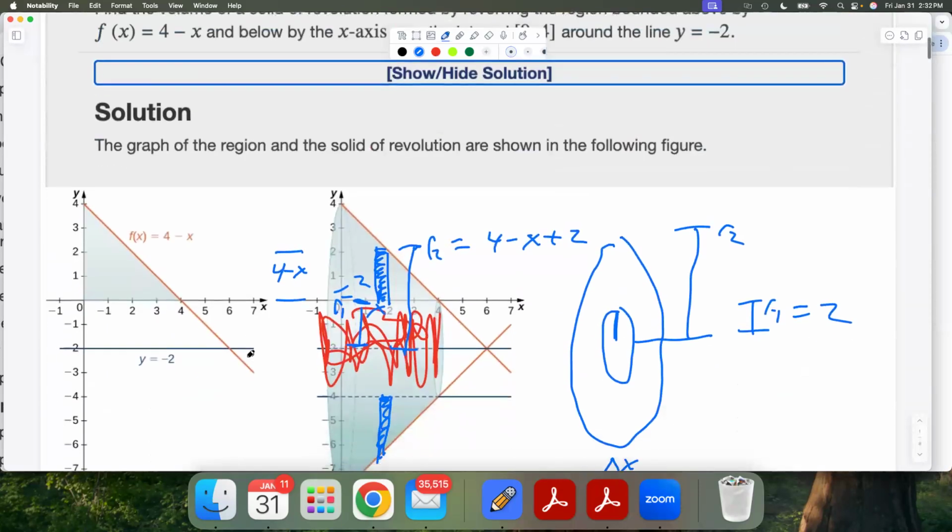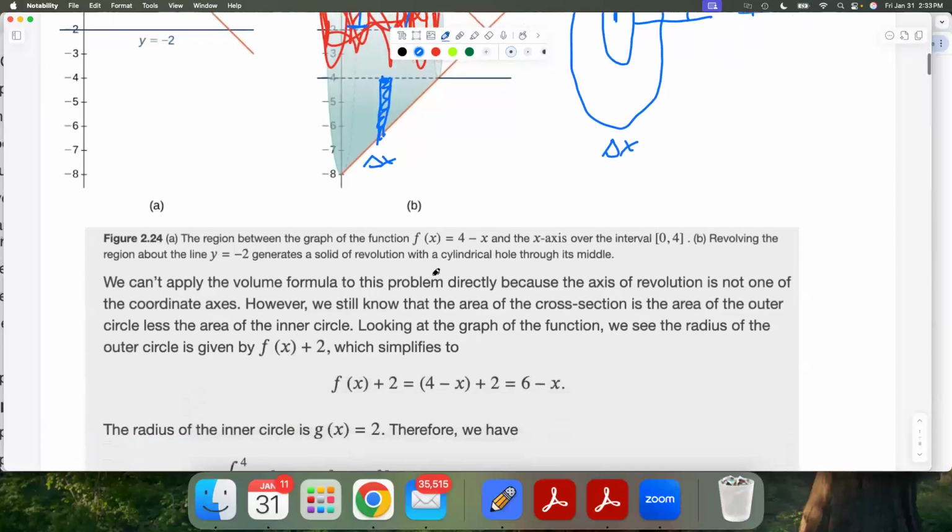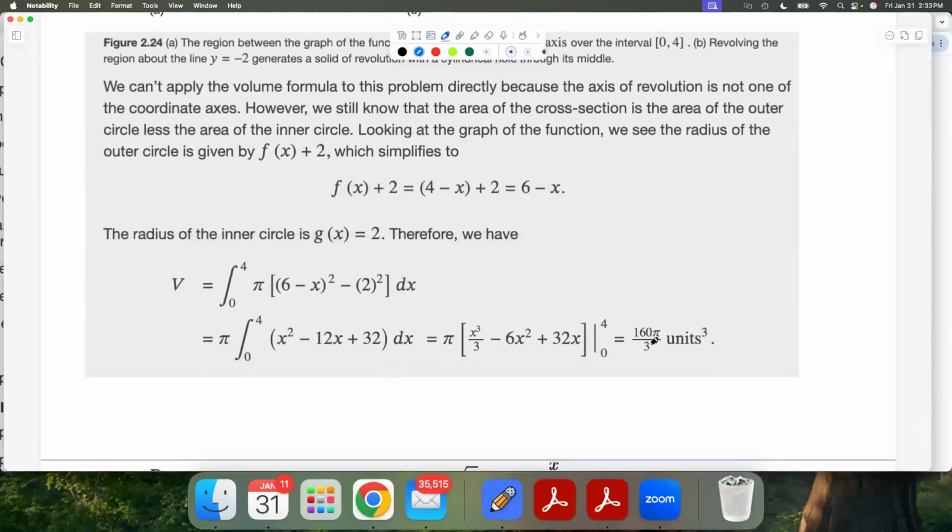We've got to find our limits. What x values is this true for? Is what I wrote here always the outer radius the entire time? Yes, for any x value you can think of, this distance from center to top is always 4 minus x plus 2. And for any x value you can think of, the inner radius is always 2. That's important, that these formulas we wrote are correct the whole time. For which x values? From x equals 0 up to x equals 4. So there are my limits. And then you can check the details there.